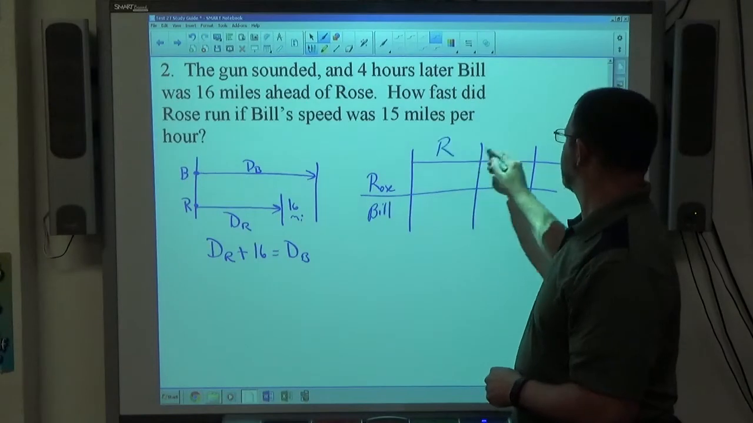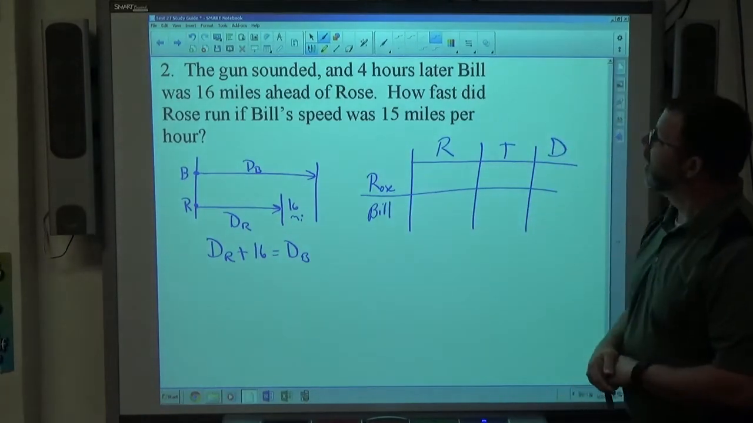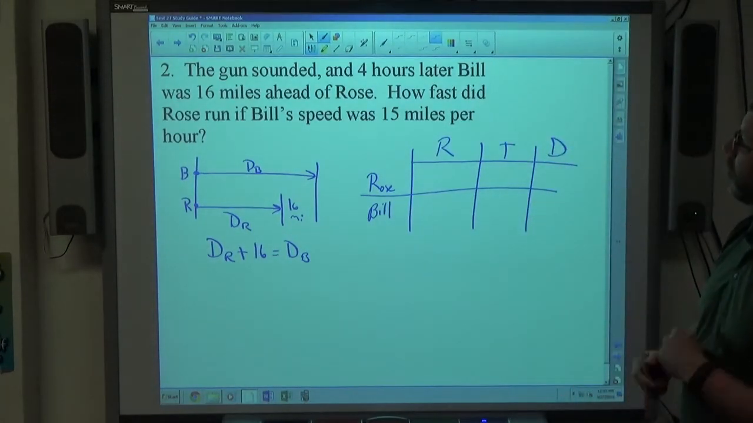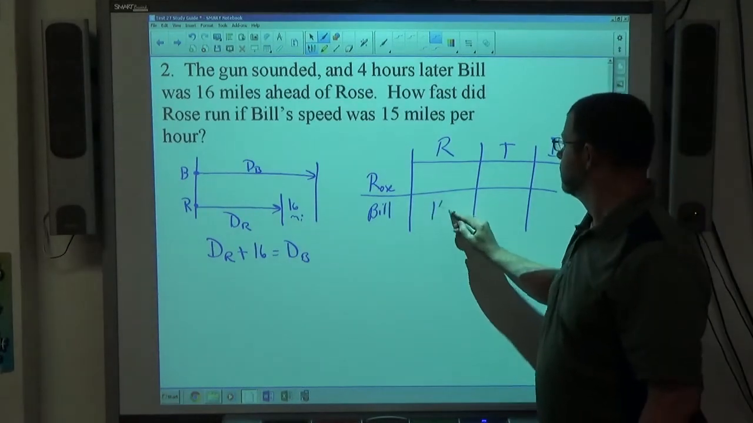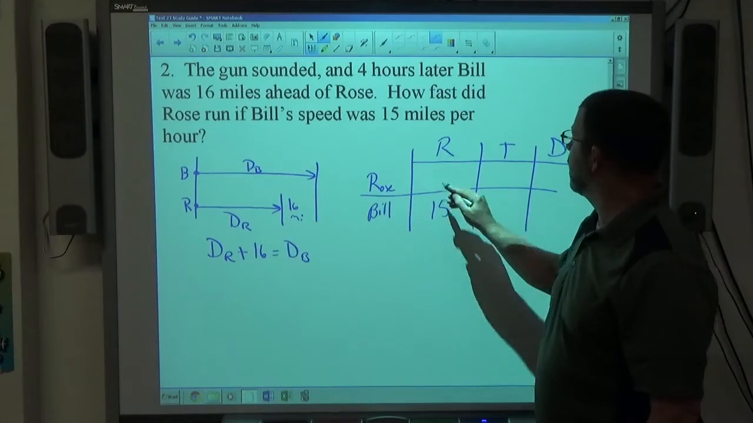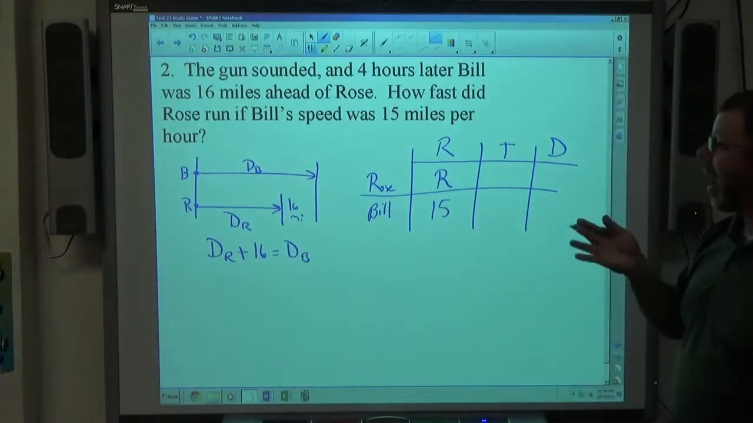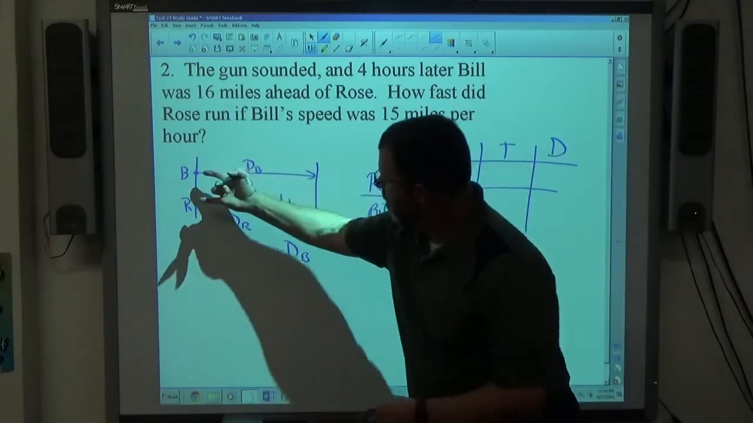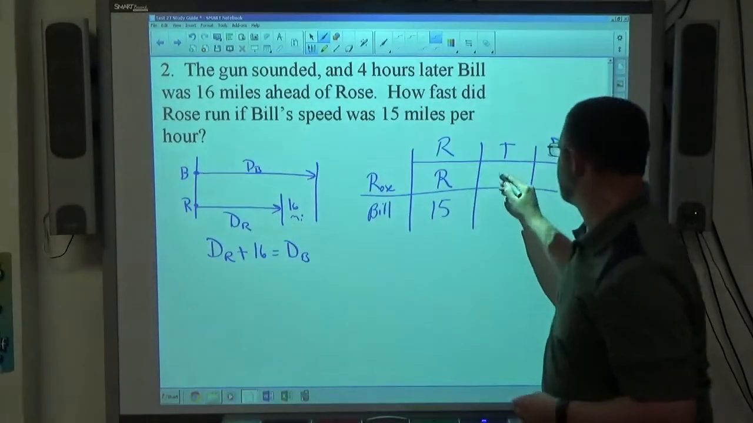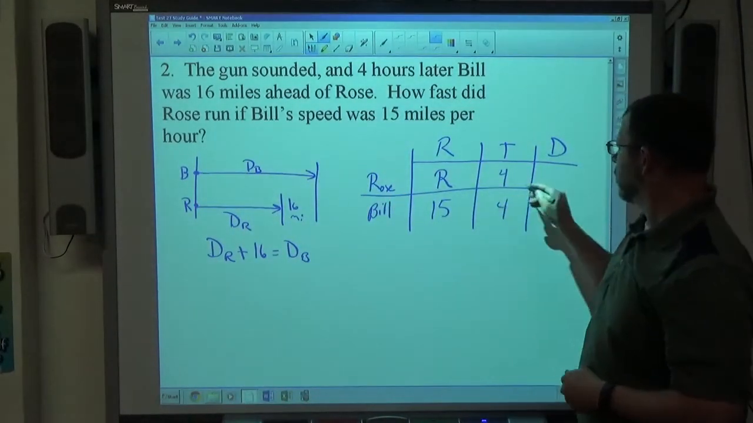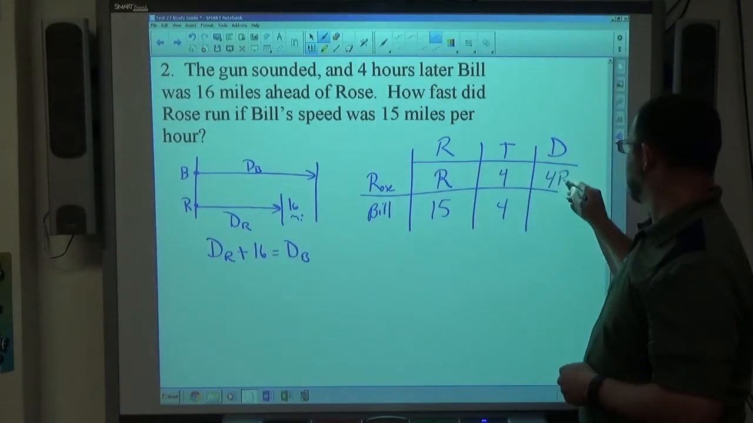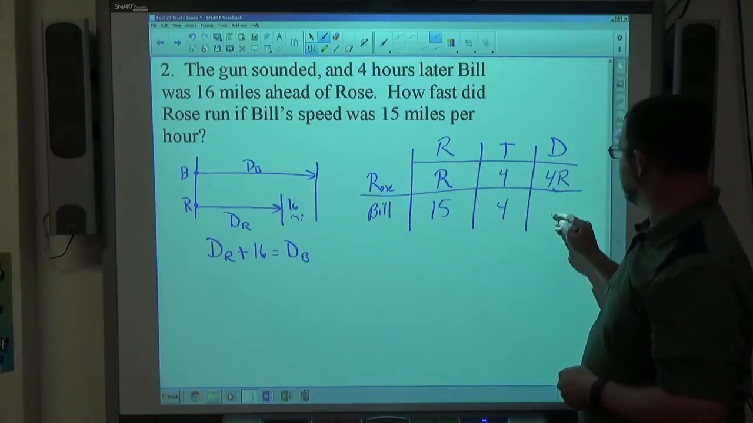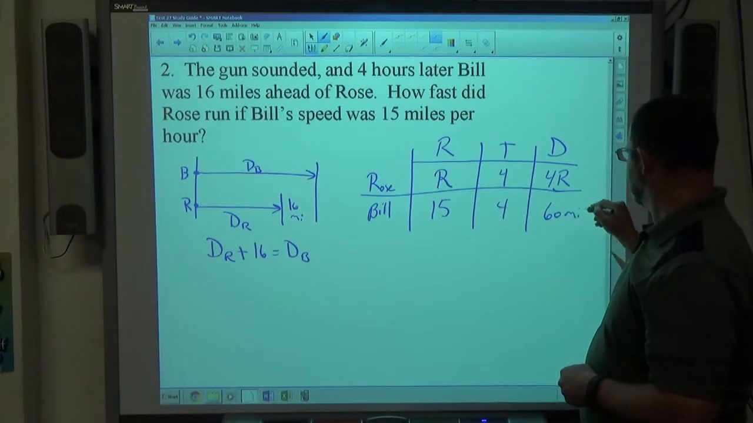We do our rate, time, and distance. Bill's speed was 15 miles per hour. Rose's speed is unknown. 4 hours later, the way races work is they start at the same time. 4 hours later they're here, so they both run for 4 hours. So Rose's distance is 4r miles, and Bill's distance is 60 miles.